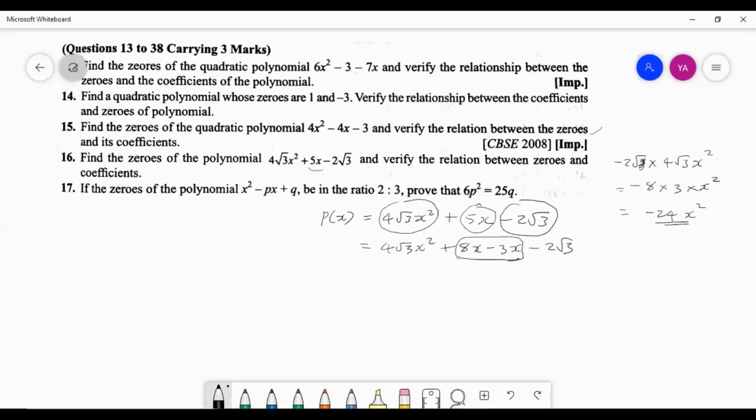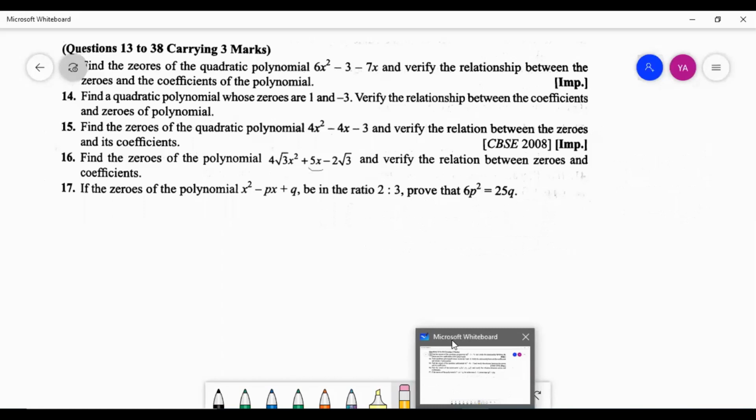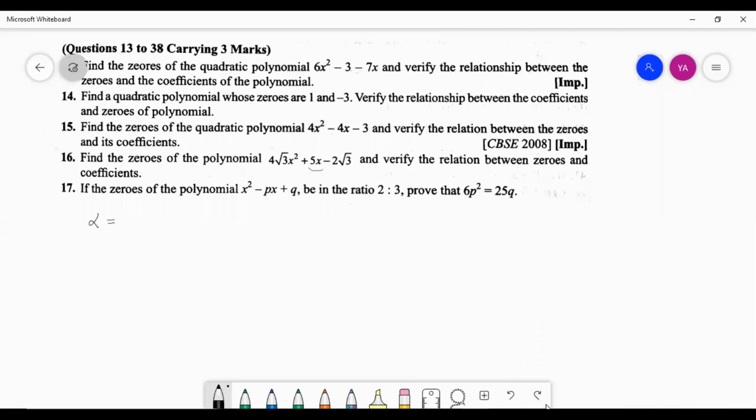Okay. Now come to the 14th question. How can you do this? Zeros are 1 and minus 3. Verify the relation between the coefficients and the zeros of the polynomial. So what is given? Zeros are given, right? So I can take alpha is equal to 1 and beta is equal to minus 3. Verify the relationship between the coefficients and the zeros of the polynomial.